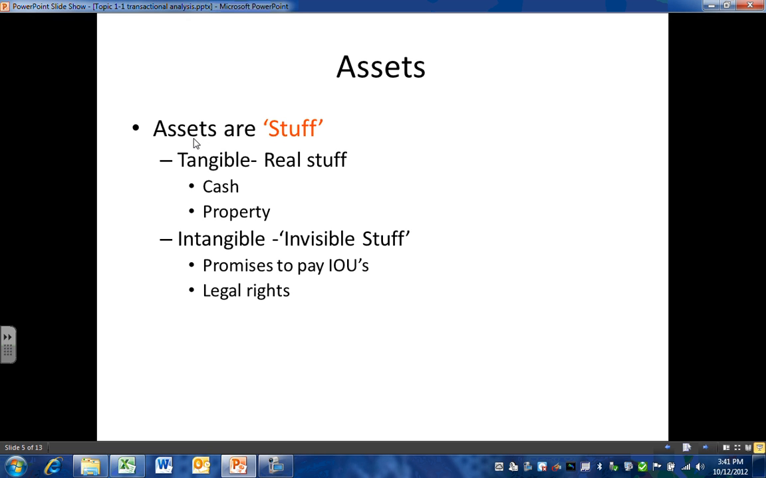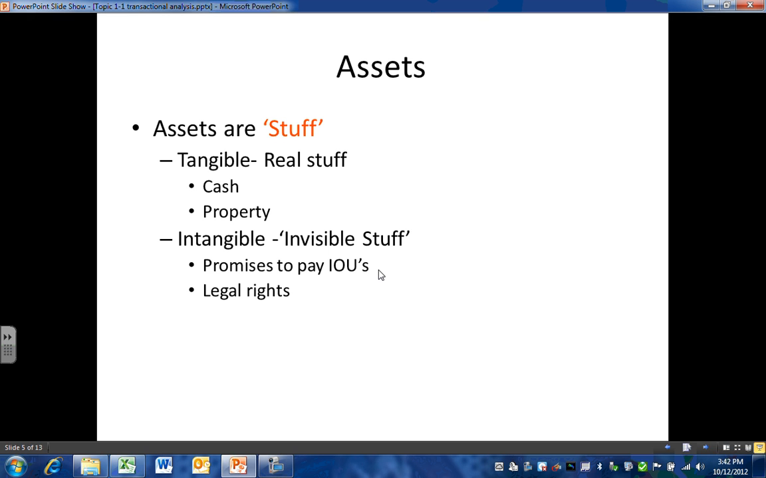Assets are property, a lawyer would tell you. I like to call them stuff. You could have tangible property, things that are real: cash, buildings, land, equipment. All these can be seen, felt, sometimes smelled. We have intangible property. These are invisible, you cannot see them. Things like a promise to pay, an IOU.